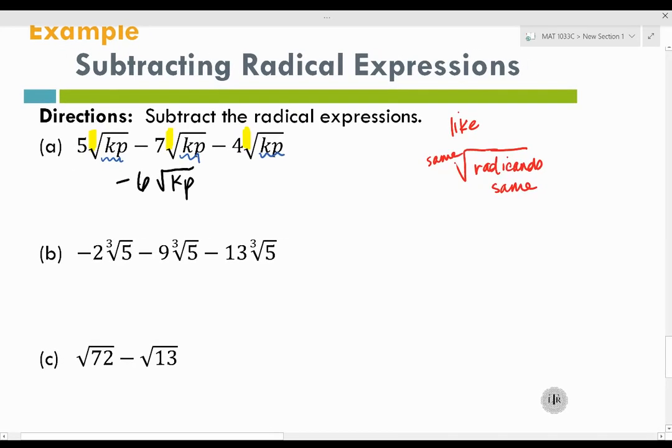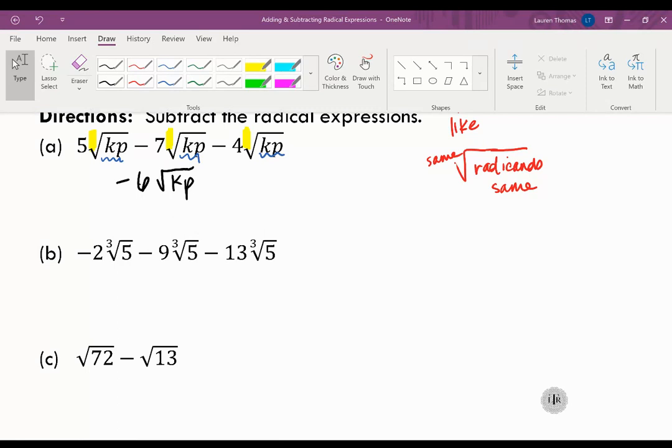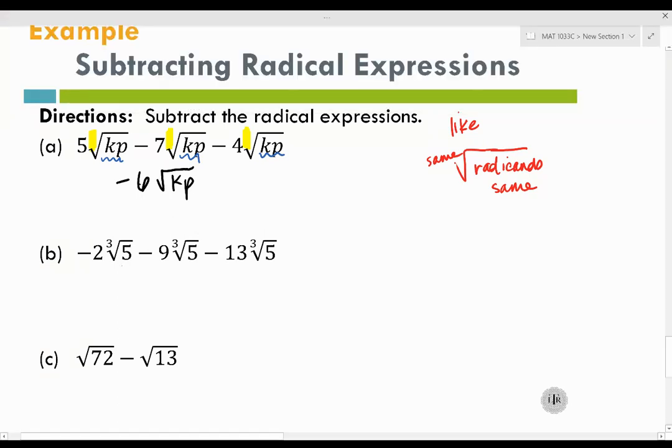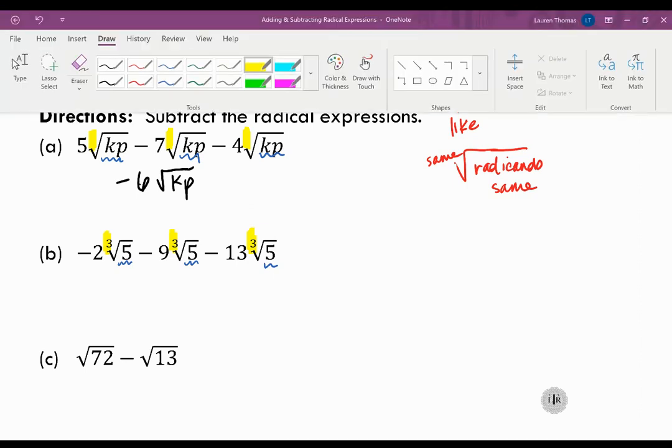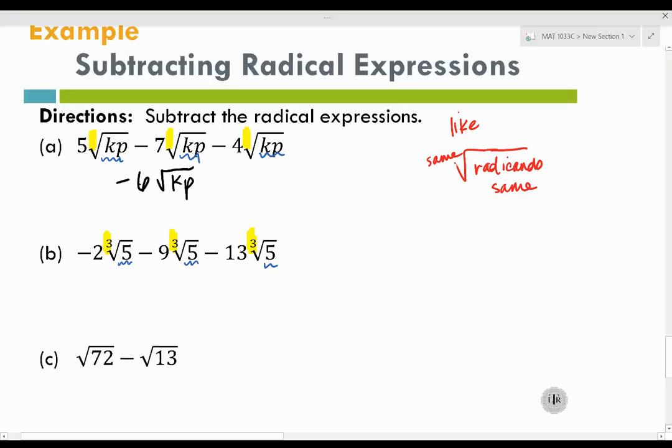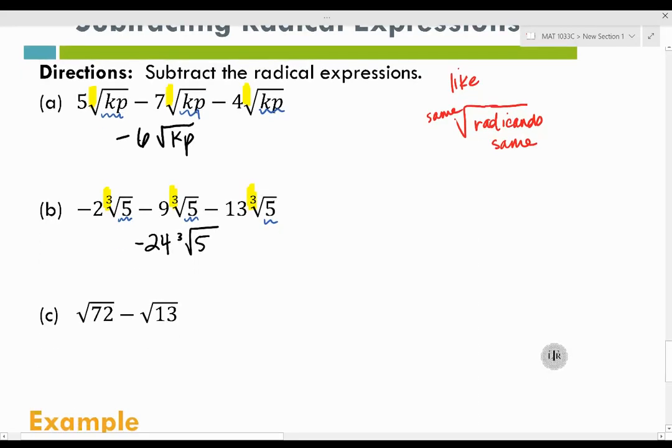Once again, we're looking to see first if we've been given like radicals. Let's check their radicands: 5, 5, 5, we're good. Let's check our indexes: 3, 3, 3, we're good. We're subtracting again, so we need to subtract the coefficients. We have negative 2 minus 9, that's negative 11, and negative 11 minus 13 is negative 24 on the cube root of 5. Cool. Let's move on to the next one.